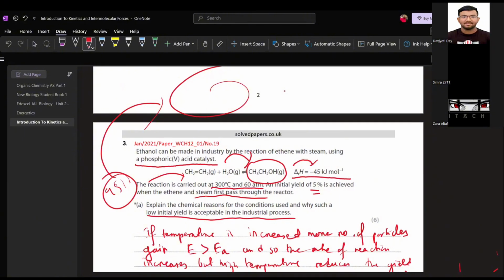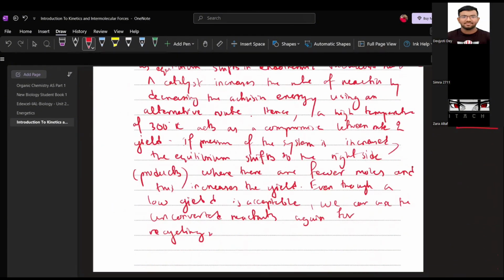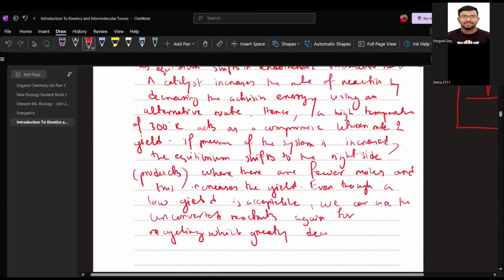Okay, fine. Low initial yield is acceptable. What is the compromise here? In other words, okay, fine, I accepted that 5% yield is enough for me. Why did I accept it? Because I am thinking in another sense that I have got a huge amount of unreacted reactants present, which I can recycle back. So that is kind of decreasing my cost, isn't it? Did you get my point? Yeah, for recycling, which greatly decreases the cost.